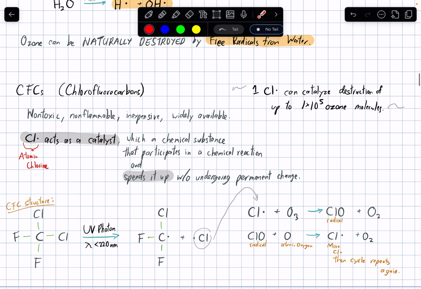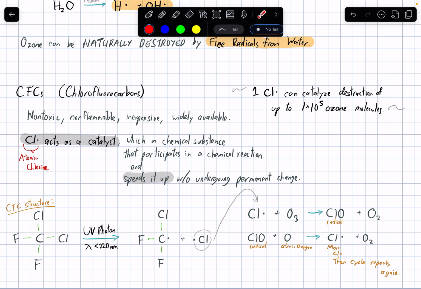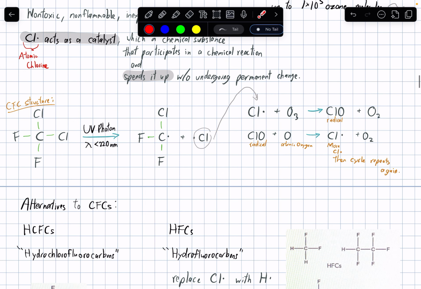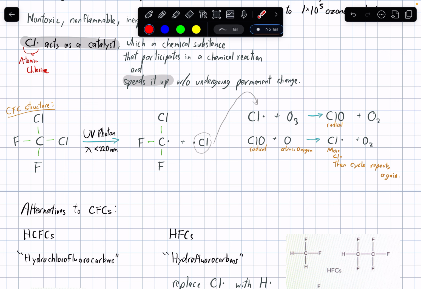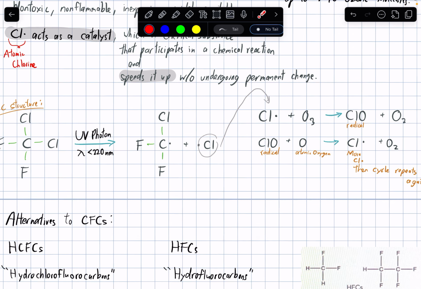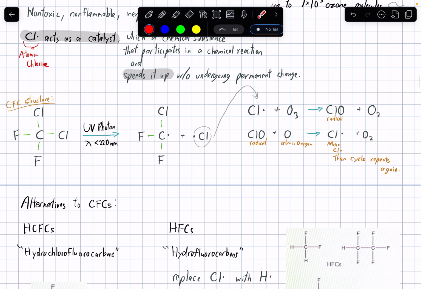I haven't introduced this yet, but CFCs is an abbreviation for chlorofluorocarbons. It's non-toxic, non-flammable, cheap, and widely available. In some air conditioning units, this is what's being released. So in some cases, if you turn on the AC in open air, that's dangerous because you are releasing CFCs to the atmosphere, and that contributes to the destruction of ozone.